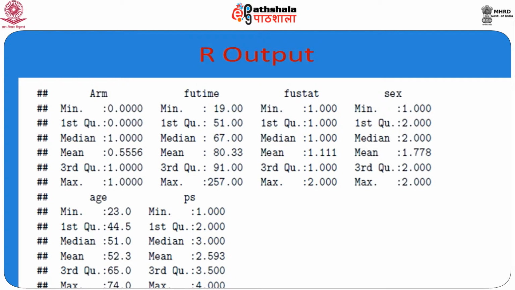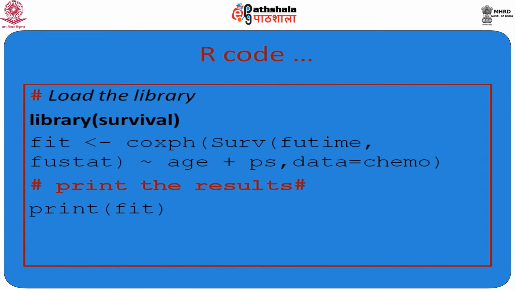Now we are going for our code to generate the Cox proportional hazards model with covariates. Before that, we have to load the library, that is library survival. In that survival library, our function coxph will work. When calling coxph, within parentheses we have to call the function Surv, into which we pass FU time and FU stat, and the factors on the right-hand side need to be considered in the model, like age and PS, with data equals chemo, that is, we have assigned the data set as chemo.